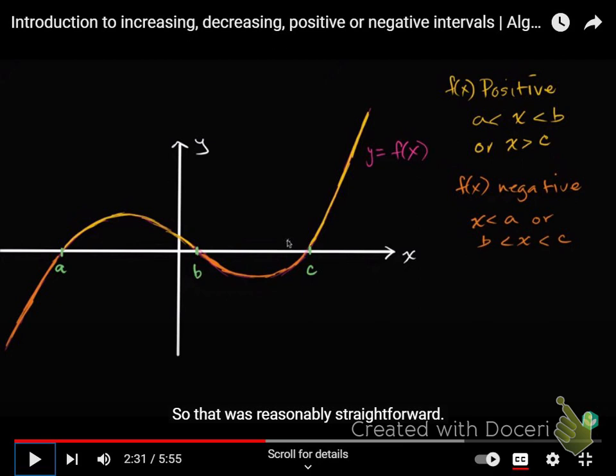But did you hear how he was saying that we don't include the endpoints in this? Why do we not include them? Because is 0 positive or negative? No. So you won't include it if it just says positive.